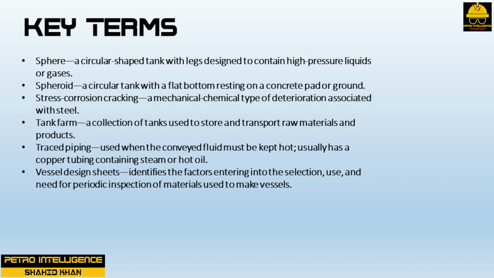Spheroid is a circular tank with a flat bottom resting on a concrete pad or ground. Stress corrosion cracking is a mechanical chemical type of deterioration associated with steel. Tank farm is a collection of tanks used to store and transport raw materials and products. Traced piping is used when the conveyed fluid must be kept hot, usually has a copper tubing containing steam or hot oil. Vessel design sheets identifies the factors entering into the selection, use, and need for periodic inspection of materials used to make vessels.